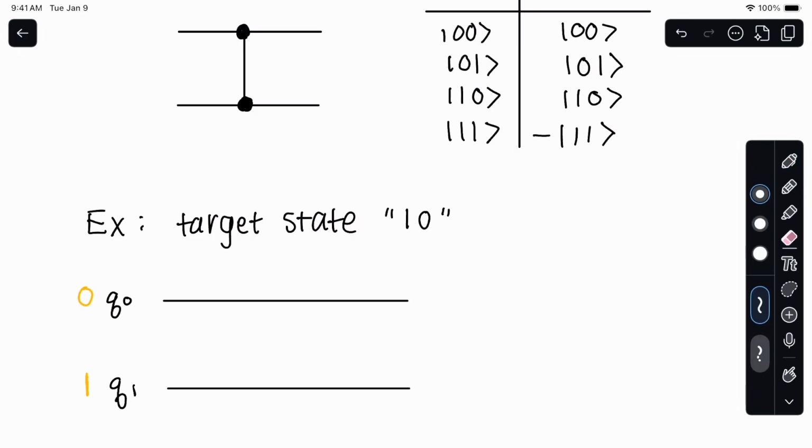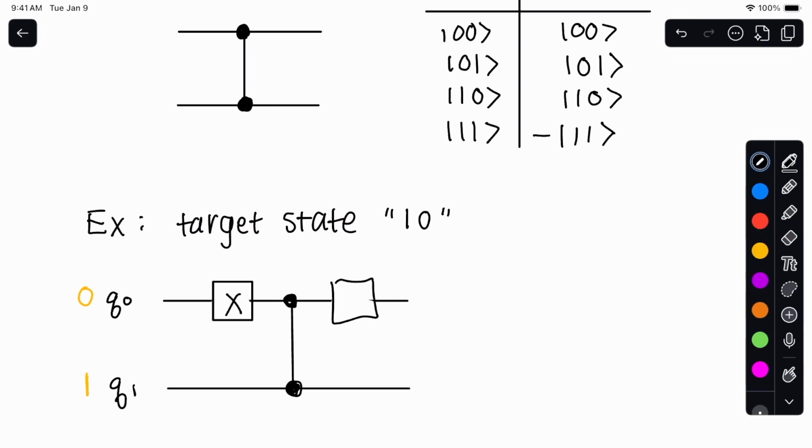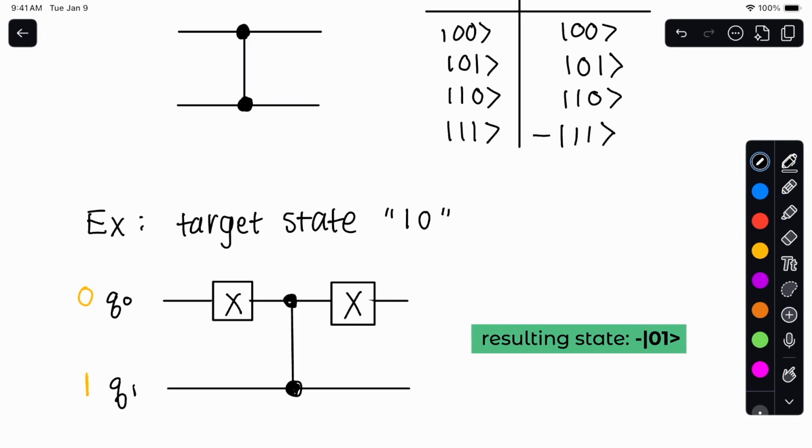So in this case, we'll want to first apply an X gate to Q0. So then at this point in the circuit, we'll be in the state 1-1. Now we can apply a controlled Z. And finally, we need to apply another X gate to send us back to the original state. So this is a phase flip oracle for the target state 1-0. And we can pretty easily extend this to more qubits.